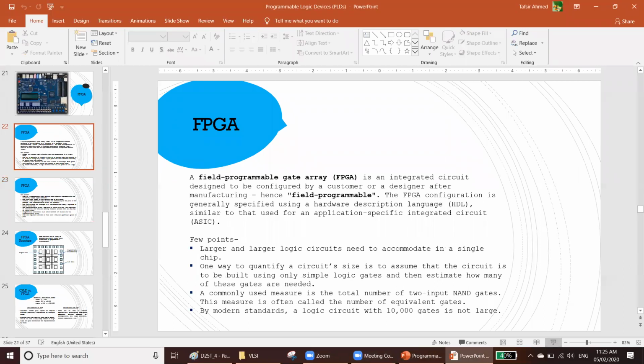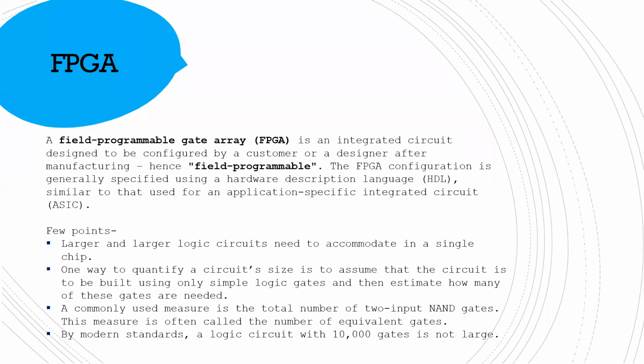A simple way of assuming is that you convert your whole logic circuit using NAND gates, right? Because we can convert any logic circuit using NAND gates or using NOR gates, that's why they are called universal gates. We can replace all the gates by NAND gates or NOR gates. That time you count how many NAND gates you need. That is the number of gates you need. So you need to buy an FPGA that has more gates than that.